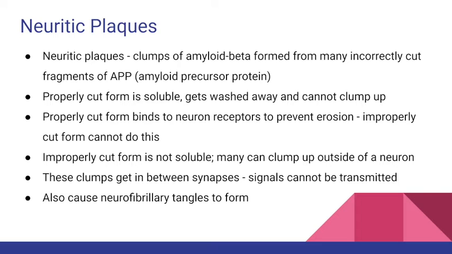Normally, APP is cut into a form that is soluble, so it dissolves into the fluid in the brain. This form can also bind to the receptors of neurons, preventing them from eroding. However, in people with Alzheimer's, APP is cut incorrectly. This incorrectly formed protein cannot bind to the receptors of neurons, so those receptors start to erode. This form is also not soluble and clumps up with others outside of the neuron, forming a neuritic plaque. Neuritic plaques also cause neurofibrillary tangles to form.